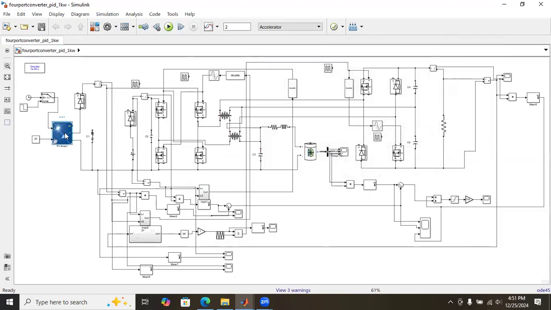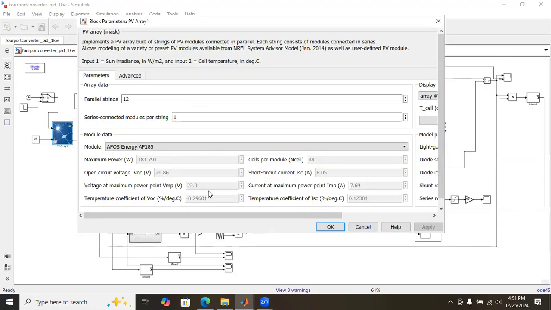In the PV source, the voltage is 24 volt and the current is around 7.69 amps. So totally the power is around 183 watts for one panel. Here 12 panels are connected in parallel. So the power is around 2000 watts we will get.